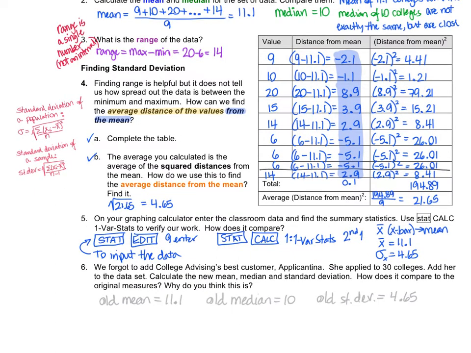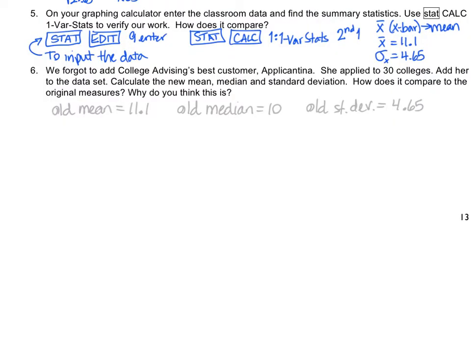So now that we've got those written down, let's make the assumption. Let's go ahead and replace our maximum, our previous maximum, with the new maximum of 30. So instead of having 20, you're going to type over that in your stat edit with 30. And then we're going to rerun the one variable statistics. So when we do that, we're going to have a new mean of 12.2. We're going to have a new median of 10.